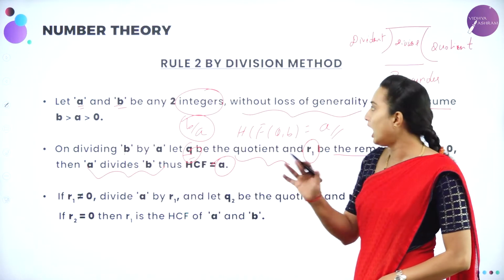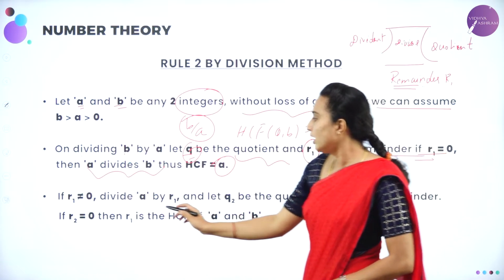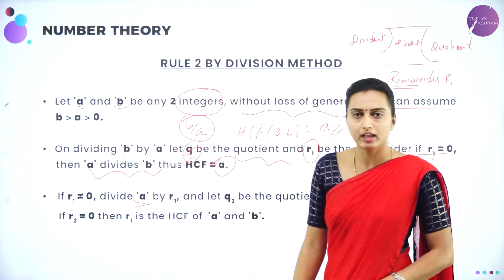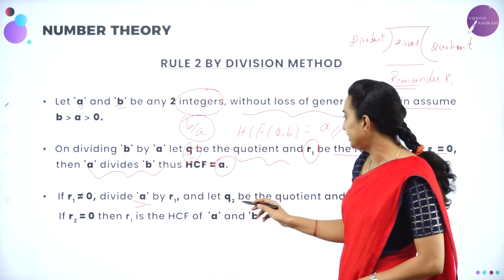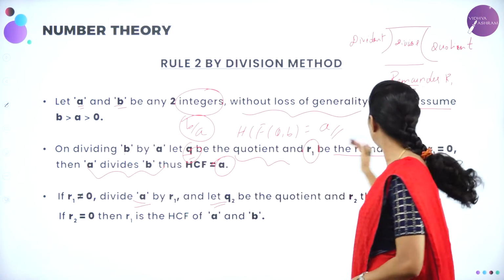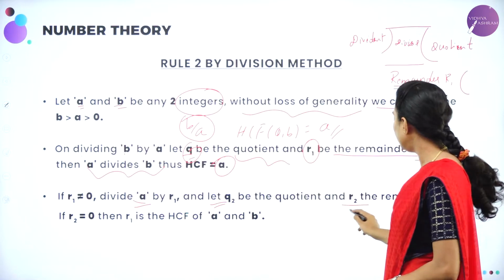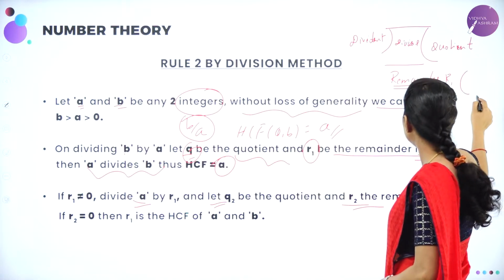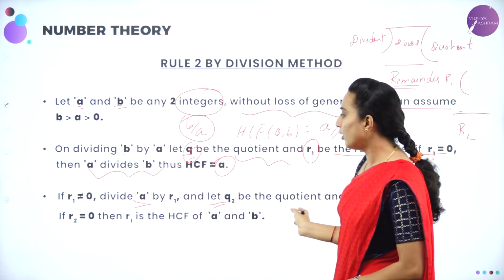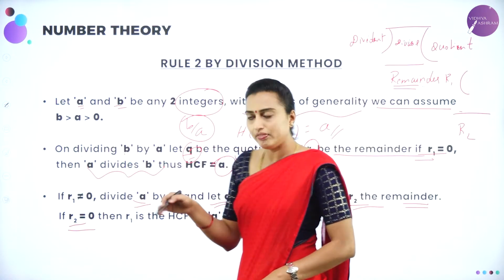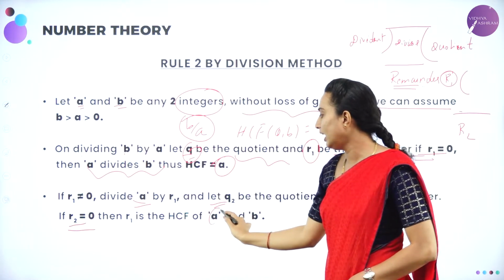Next, suppose R1, this remainder, is not equal to 0. Then divide A by R1. Let the quotient you get here be Q2, and R2 will be the remainder. Then, after doing that calculation, you are going to get R2 as the remainder. If R2 is equal to 0, then this R1 will be the HCF of those integers. HCF of what? A and B.